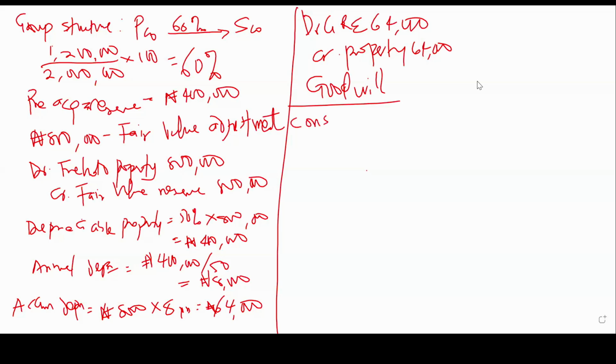Consideration that was paid in 2010 by PICO. PICO paid a consideration of how much? How much was paid? Investment in ESCO. 2 million. 2 million naira.